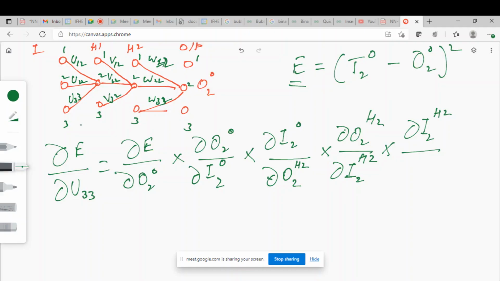Which weight are we differentiating with respect to? U33. Okay, this is U, this is V, this is W. Only when you come to this level should you think about weight. Till then, think only about input and output, nothing else. See, every output depends on its own input, but every input depends on the previous layer's output. That is the rule. Please remember this.